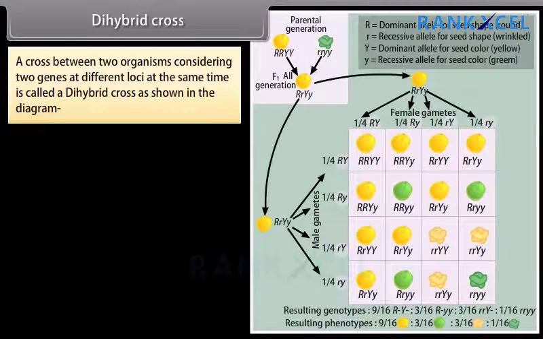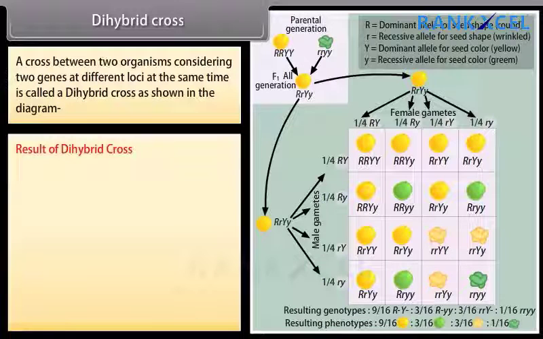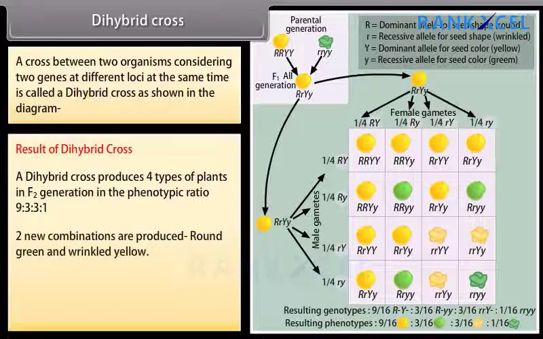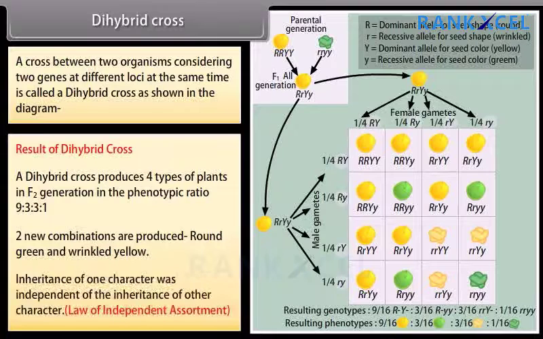Dihybrid cross. A cross between two organisms considering two genes at different loci at the same time is called a dihybrid cross, as shown in the diagram. Result of dihybrid cross. A dihybrid cross produces 4 types of plants in F2 generation in the phenotypic ratio 9:3:3:1. 2 new combinations are produced, round green and wrinkled yellow. Inheritance of one character was independent of the inheritance of other character.